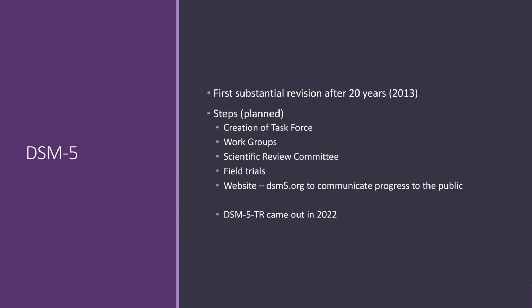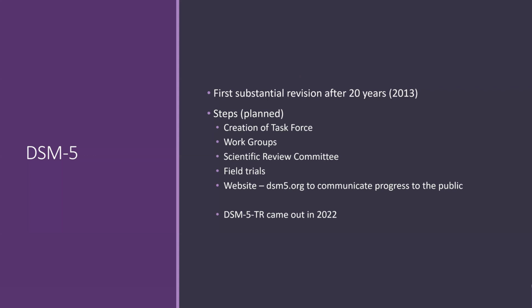So they created a task force with leading psychiatrists. We have various work groups. So, they gather a bunch of depression experts to study depression, a bunch of trauma experts to study PTSD. They created some boards with a scientific review committee to make sure that the decisions made were based in empirical evidence. They planned to do multiple field trials where they would have clinicians in the community start to use the new DSM and make sure that it's reliable, that it's useful. And they developed a website to communicate the progress of the development of the DSM-5 to the public.